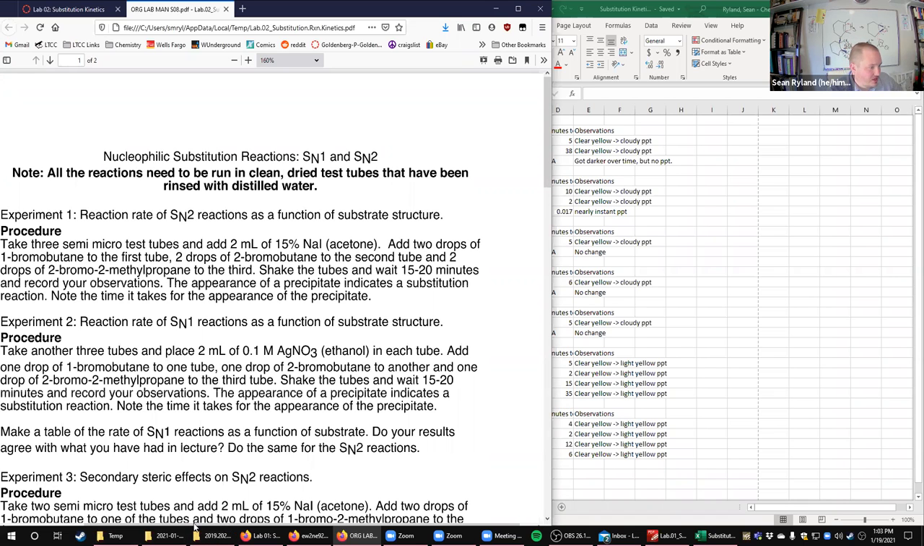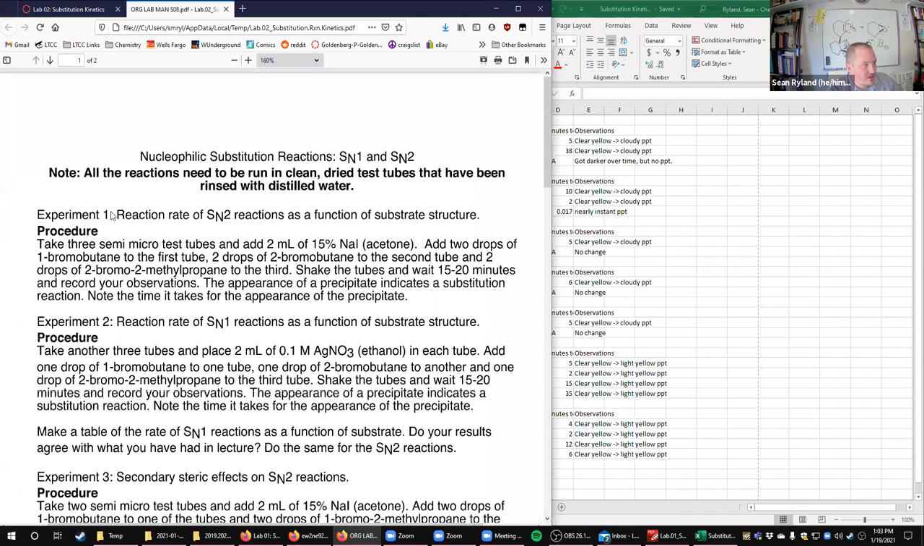And it does a pretty good job of explaining, okay, in experiment one, we're testing the reaction rate of SN2 reactions as a function of substrate structure. It's wordy, but it tells you more or less what the different things are that we're testing. It's telling us that we're putting it into SN2 conditions because we're doing this in acetone, which is an aprotic solvent.